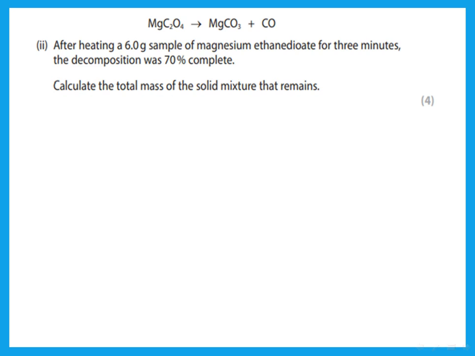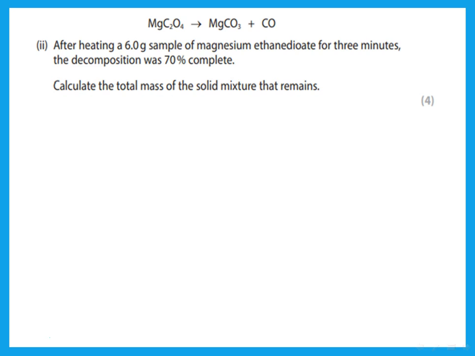Then he says, this was the equation after heating a 6-gram sample of magnesium ethanedioate for 3 minutes. The decomposition was 70% complete. Now he's asking me to calculate what? The total mass of solid that remains.